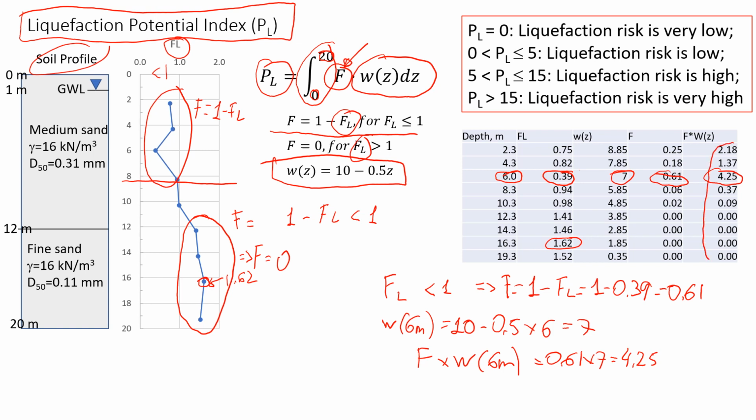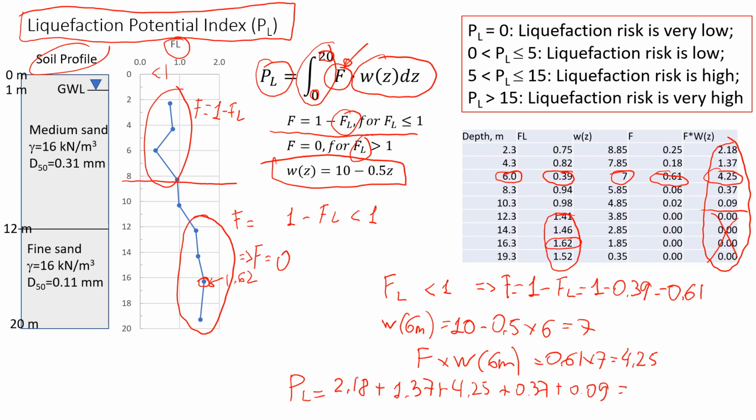Now we're going to sum up all these numbers. You see that everything here I assigned 0 because the value of FL is more than 1. So everything is going to be 0. This means most likely not going to liquefy. Now let's calculate the index PL. It will be 2.18 plus 1.37 plus 4.25 plus 0.37 and plus 0.09. That will give us approximately 8.26.